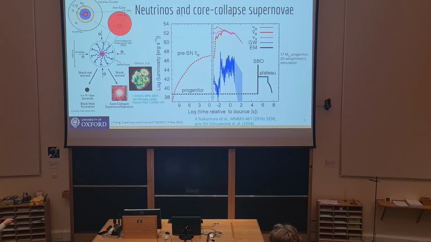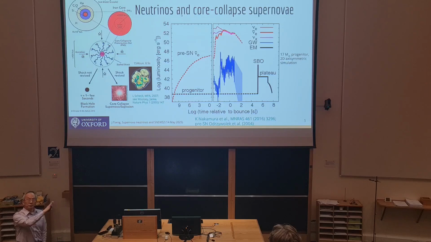So this is where t equals 0 is that bounce, where you hit that phase transition and the nuclear matter can't get more dense. At that point, you will get your huge burst of neutrinos, and you see here different neutrino flavors: electron neutrinos, electron antineutrinos, and then the muon and tau neutrinos as well. This is where you're seeing about 99% of the energy coming out. Then you also have gravitational waves coming out.